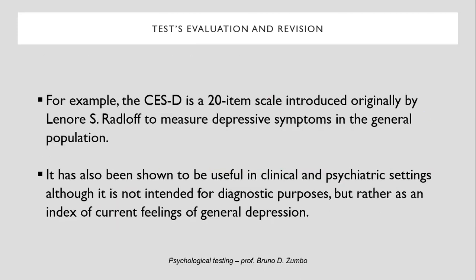So the example I want to use is, I think it's called the Centers for Epidemiology Scale of Depression. It's a 20-item scale introduced by Radloff and colleagues, and you'll see a bit more details. It's shown to be useful in clinical and psychiatric settings, although it's not really intended for diagnostic purposes. I'm not a clinician, but it is important to bring that up here at the beginning. But rather it is an index of current feelings of general depression, as my colleagues who are specialists in this will say, something called depressive symptomatology.